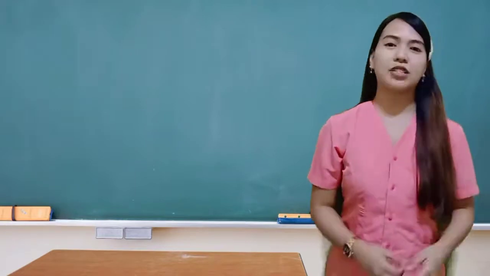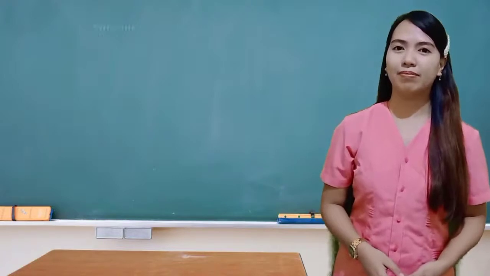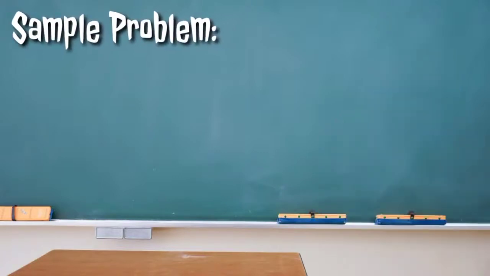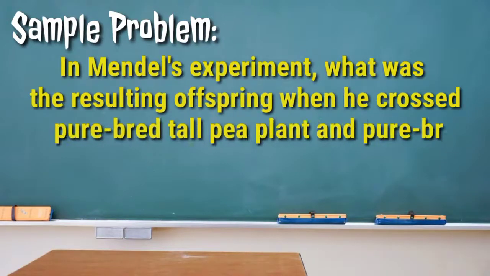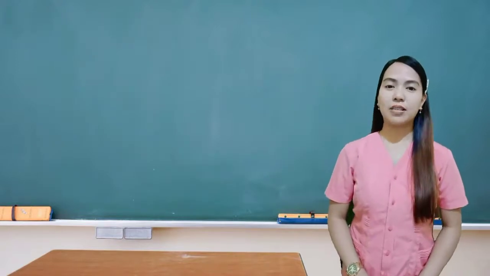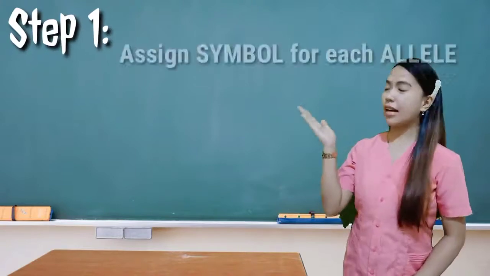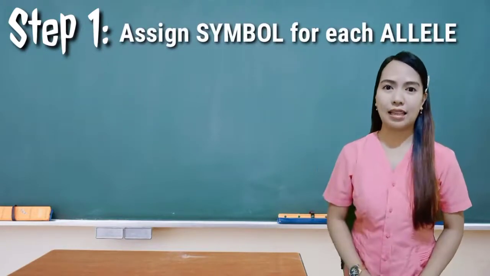For us to understand better, let's look at a sample problem. Let's read the sample problem. In Mendel's experiment, what were the resulting offspring when he crossed purebred tall pea plants and purebred dwarf pea plants? Is there any chance to produce dwarf pea plants from this cross? Here are the steps in solving the problem. Step number 1. Assign a symbol for each allele.